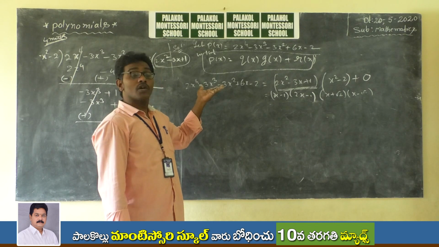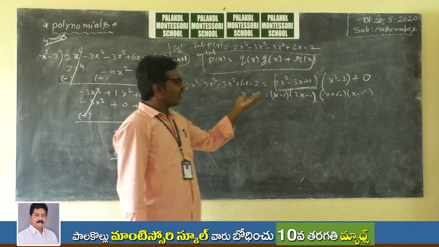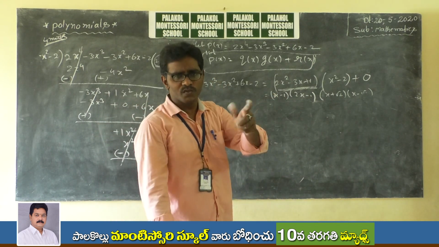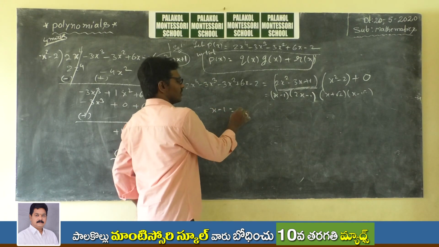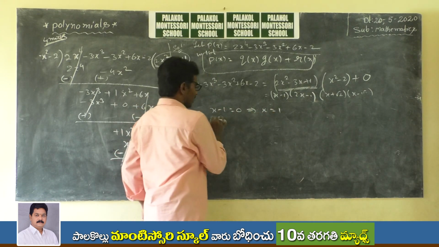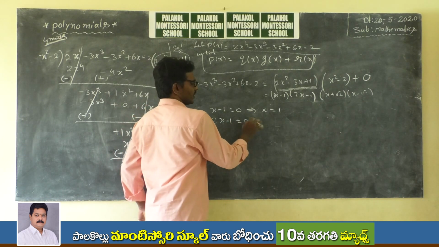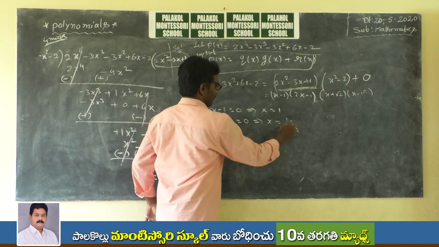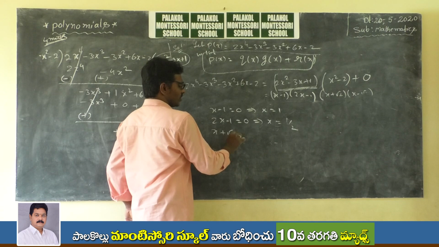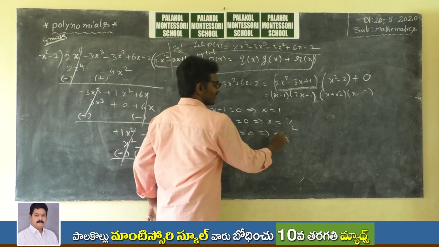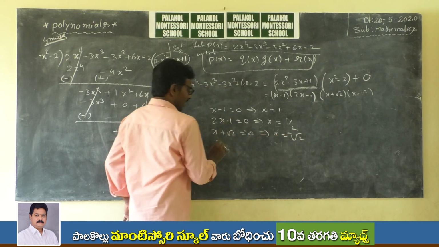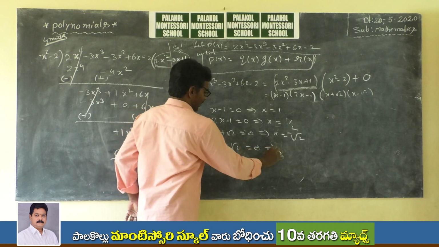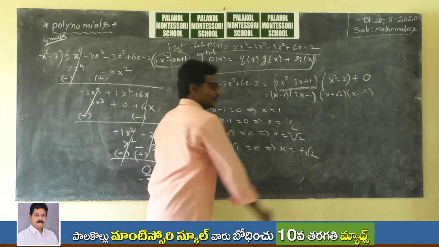The zeros of the polynomial are where these linear polynomials are equal to 0. x minus 1 is equal to 0, that means x is equal to 1. 2x minus 1 is equal to 0, that means x is equal to 1 by 2. x plus root 2 is equal to 0, that means x is equal to minus root 2. x minus root 2 is equal to 0, that means x is equal to plus root 2.